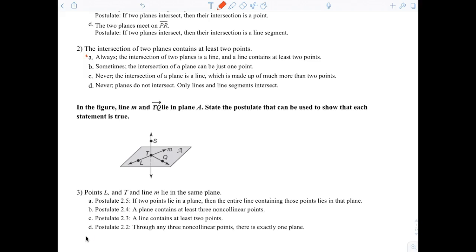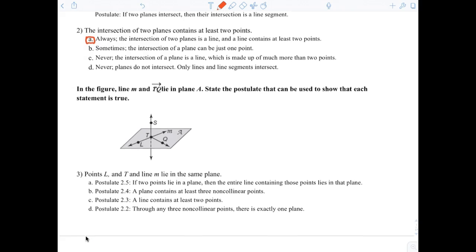Now, again, if you recall that every line has what? 2 points. At least 2 points. They can have more. Right. Most definitely. All right. Now let's look at question number 3.